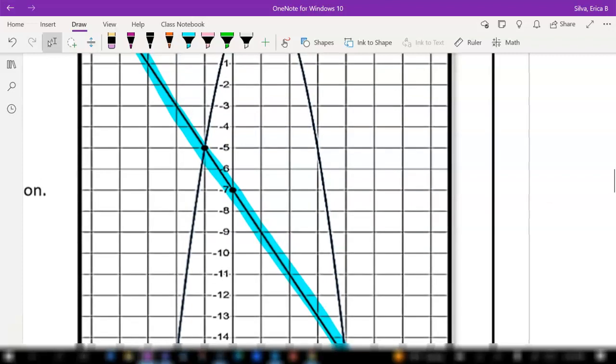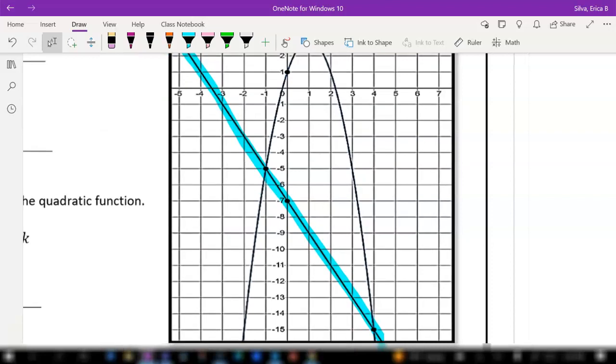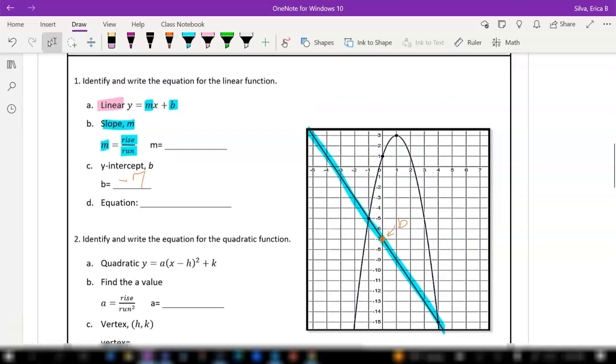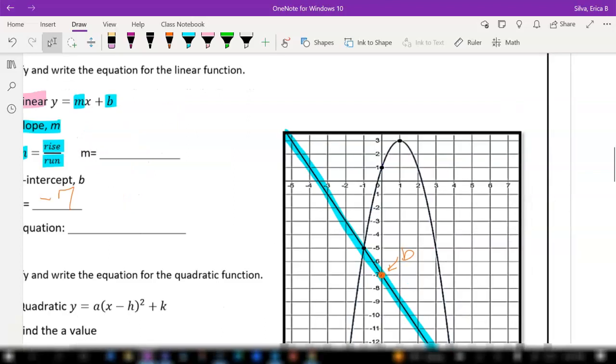So if we look at this line, we first want to find our y-intercept. What is the y-intercept? -7. That is my b. So my b is -7. Next, we're going to find our slope.